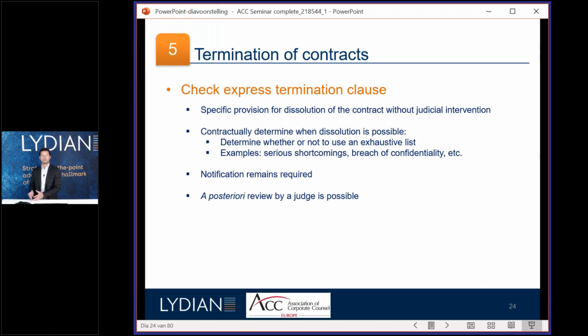And you have to determine whether you want to provide for an exhaustive list and, for instance, stipulate certain shortcomings, a breach of important obligations. But know that the other party can always contest it and go to court and ask for damages. And in any event, even with an express termination clause, it's really important how it's phrased. But it's very important still, at least under Belgian law, that the notification is still done. So you have to notify the other party, you have to send a notice of default, and then also notify that the agreement is terminated.